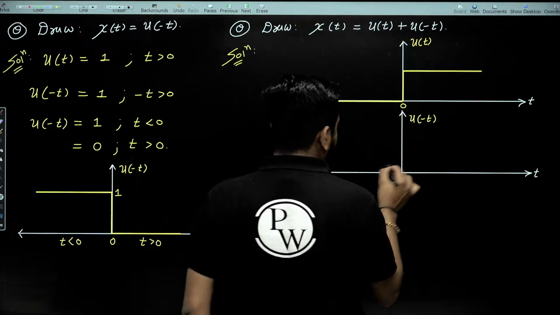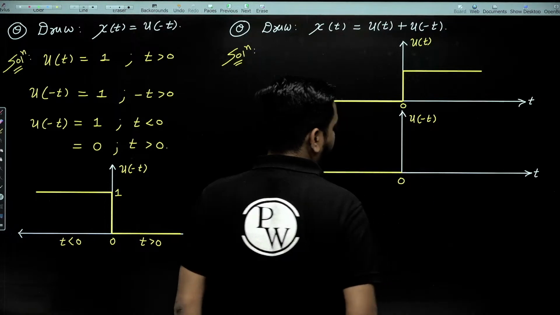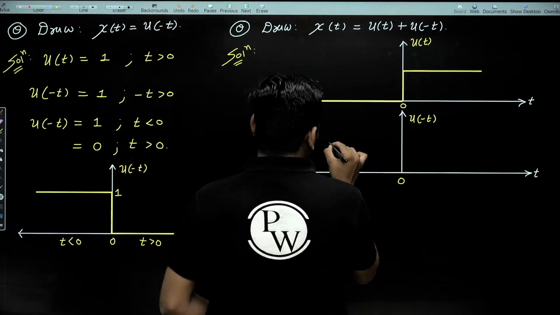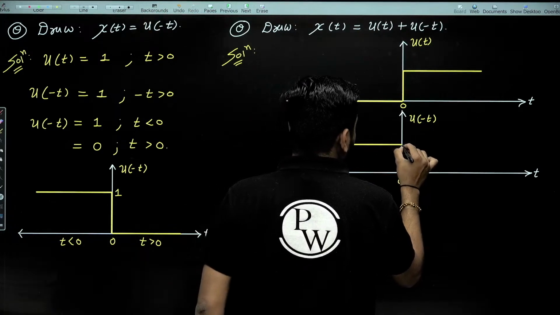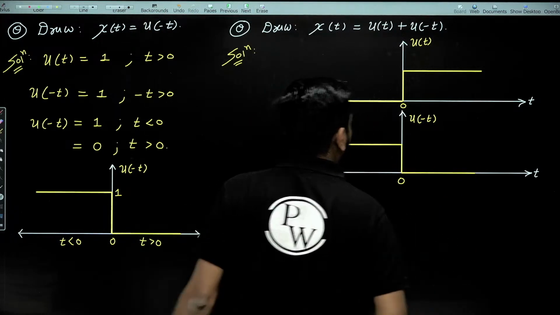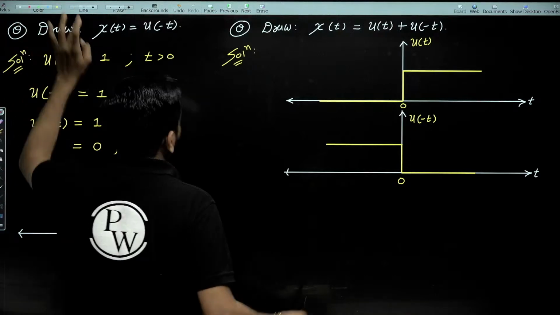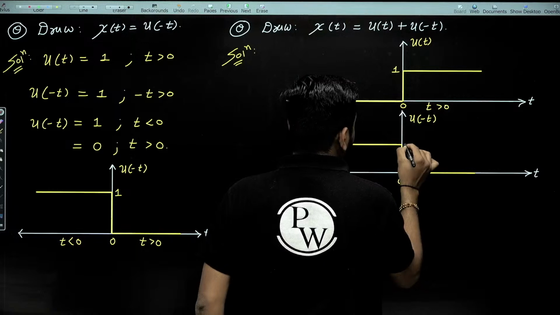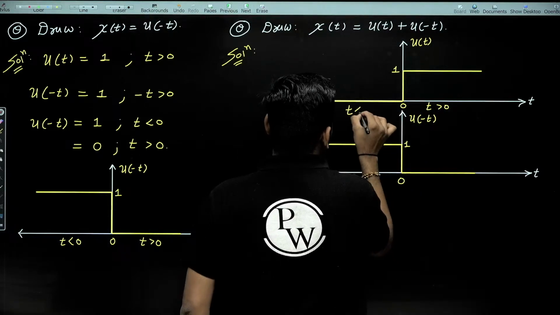And here it is 0. Sorry, it is 1 for t less than 0, and it is 0 for t greater than 0. Correct? This is t greater than 0, amplitude is 0, and this is t less than 0, amplitude is 1.